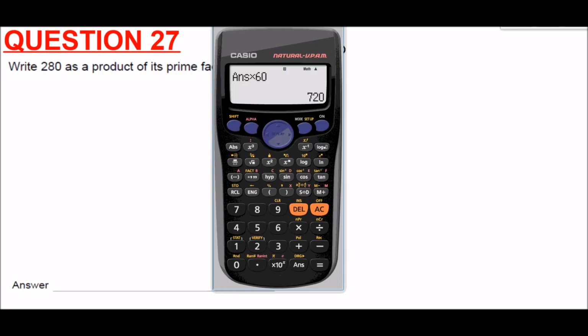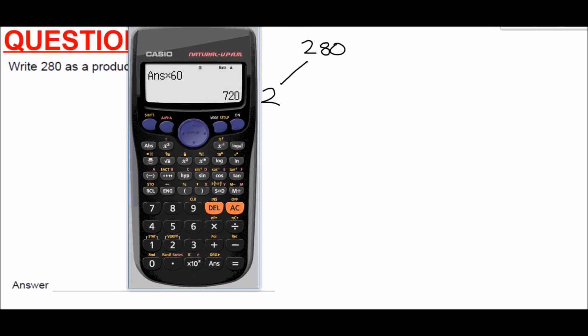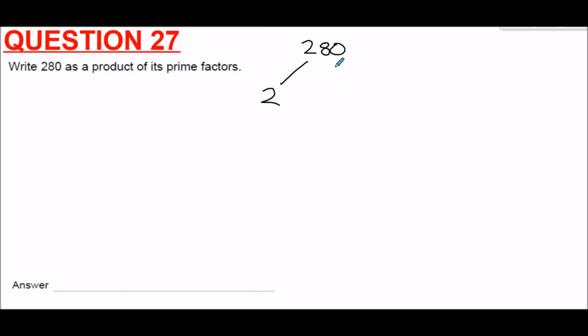We've got a calculator, so let's use it to its potential. So 280 divided by 2. I'd be hoping it's 140. Now what we do with prime factor factorisation is whenever you find a number which is prime, we circle it and don't touch it again. So we leave that 2 and carry on with the other number which isn't prime.